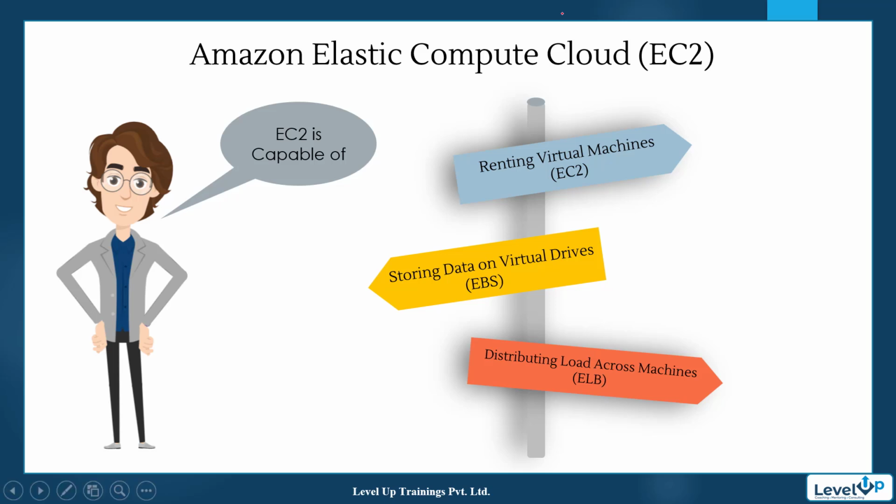Okay, now let's dive a little deeper into EC2 instance. EC2 stands for Elastic Compute Cloud. You can simply say EC2 is like renting virtual machines from the AWS cloud. And a couple more capabilities of EC2: you can store data on virtual drives. The virtual drives on AWS are called EBS, Elastic Block Store, and we can configure Elastic Load Balancer to distribute the traffic to multiple EC2 instances. In the subsequent chapters, we'll see more about Elastic Load Balancer. So EC2 is capable of all these things.